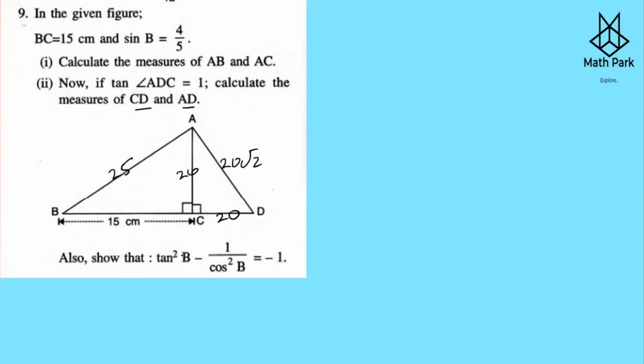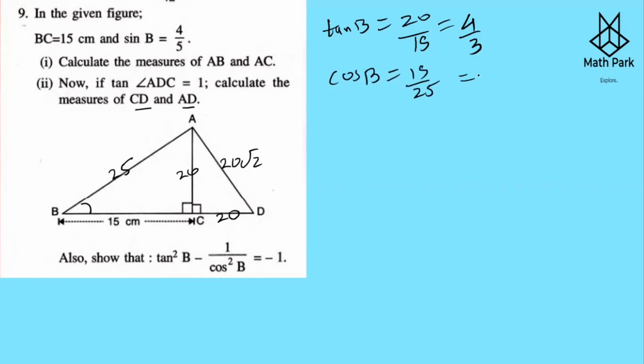Now we are asked to show that tan square b minus 1 upon cos square b is equal to minus 1. So what is the value of tan b? We have tan b is equal to opposite by adjacent, that is 20 by 15, which is 4 upon 3. Then cos b is adjacent upon hypotenuse, that is 15 upon 25, which is equal to 3 by 5.